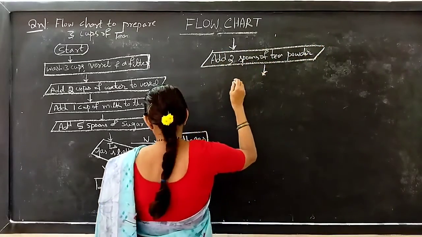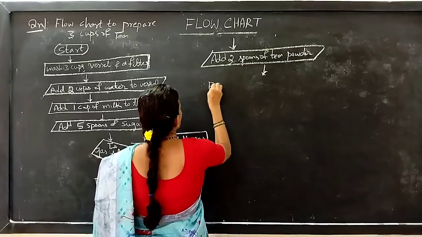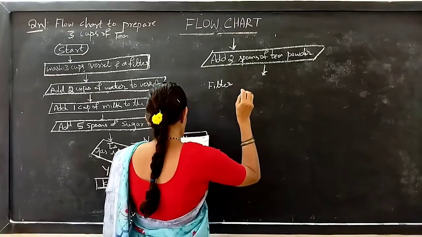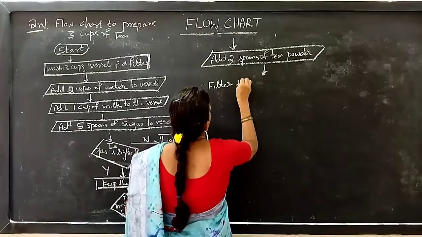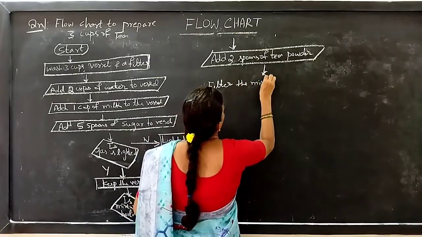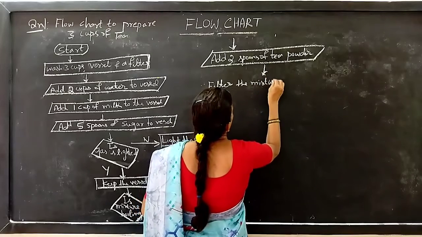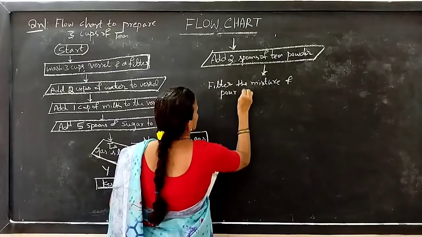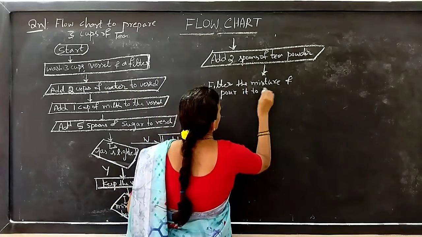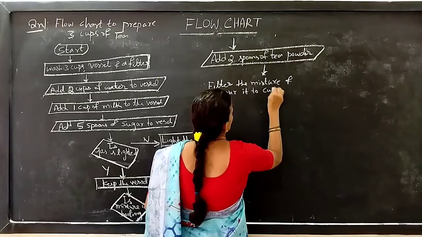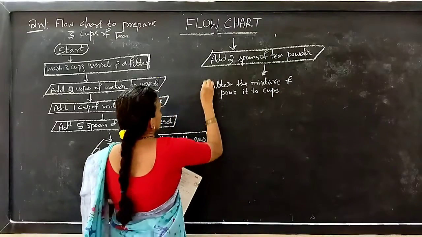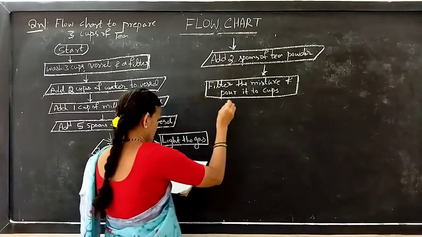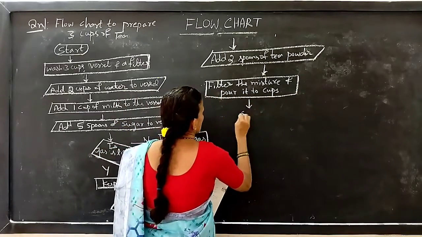Then we should filter the mixture, whatever we have added and have boiled, and pour it into 2 cups, isn't it? We have to drink, no? So you have to pour it into the cups, then stop.